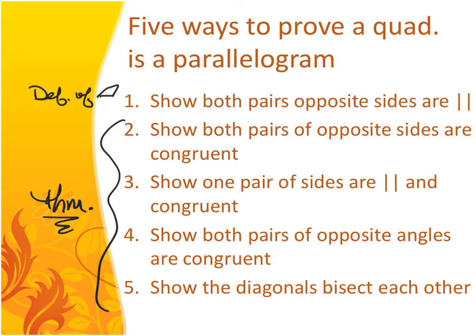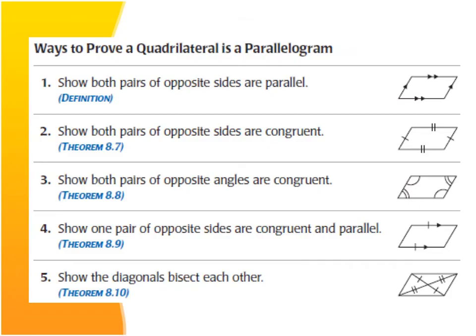So we would show both pairs of opposite sides are congruent. That would be number 2. Number 3, show one pair of sides are parallel and congruent. Number 4, show both pairs of opposite angles congruent. And number 5, show the diagonals bisect each other. So these would be the 5 ways that you could put into your proof to show that something is a parallelogram, the 4-sided quadrilateral. The next slide, again, it's just the same 5 things written in shorthand. Okay? The next slide has, again, those same 5 reasons. They just shortened it up.